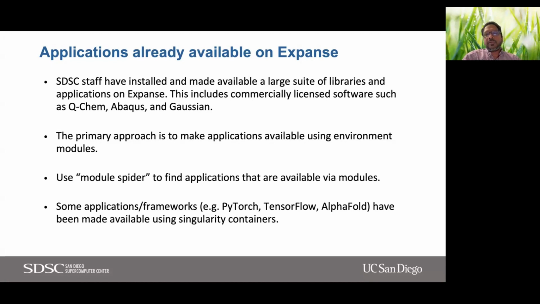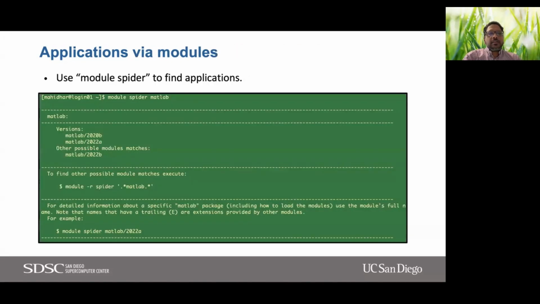Especially if there are multiple versions and if they can be loaded in different ways, the spider command is very useful to get info on the modules that you need and the sequence that you need to load them in so that you can actually get the environment you need. And as I said, some of them have been made available through containers, and I can give you some examples of that. So starting off, let's look at an example of how we can find applications via modules.